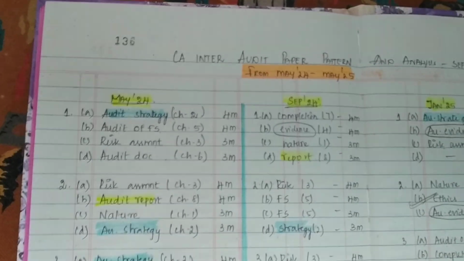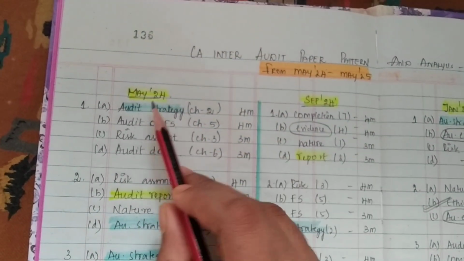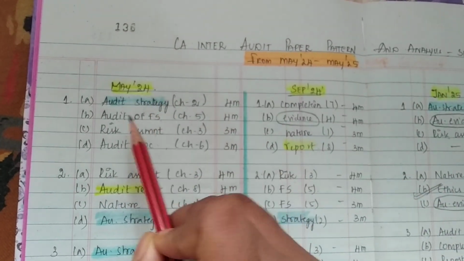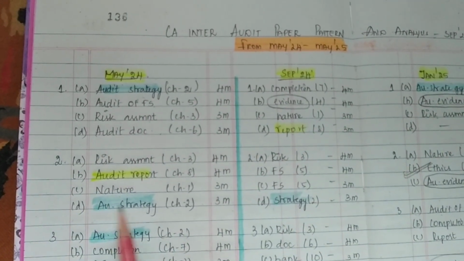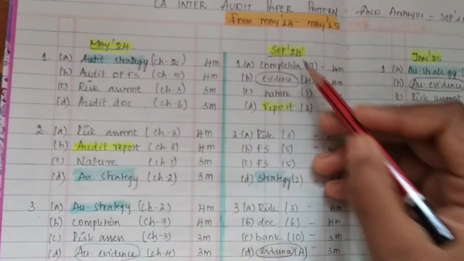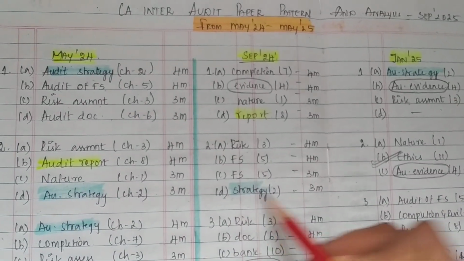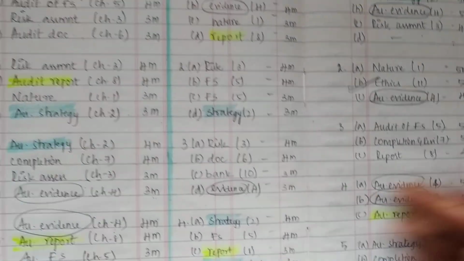And if we analyze the question paper, you will get to know one thing: audit strategy has been repeatedly asked in the examination. If you see in May 24, they have asked audit strategy in the first question itself. The second question also came from audit strategy. The third question also audit strategy. And also in the September 24 attempt, the second question comes from the strategy chapter and the fourth question comes from the strategy chapter for 4 marks.